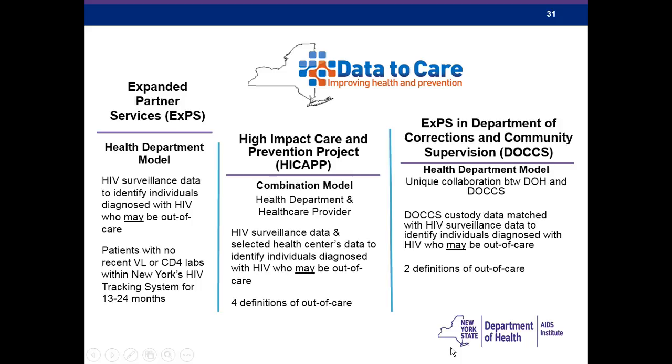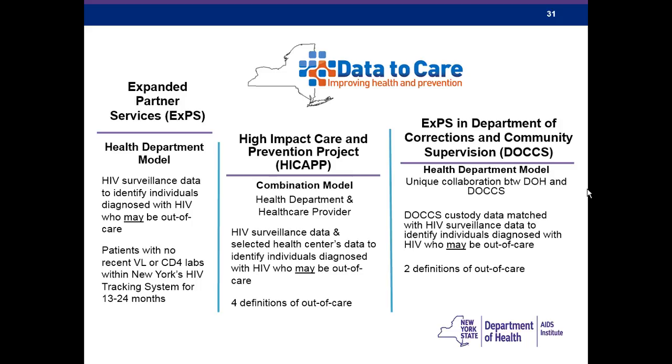And our third data to care program is what we call Expanded Partner Services in the Department of Corrections. And this, again, is a health department model. However, it is a unique collaboration between the Department of Health and our Department of Corrections. So those are just state correctional facilities. We're not talking about county jails here. So we're using the entire census of inmates, both male and female, in the New York State Department of Corrections, and we're cross-referencing that with our HIV surveillance data to do a match. And we have two definitions that we're looking at, one for folks that are in custody and one for folks that are out of custody.